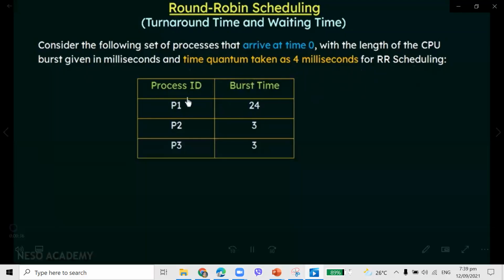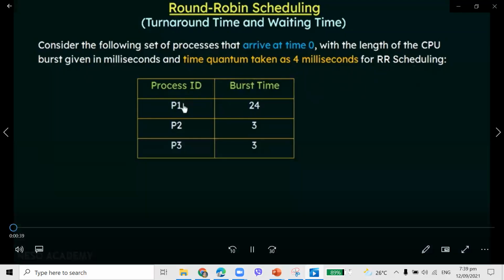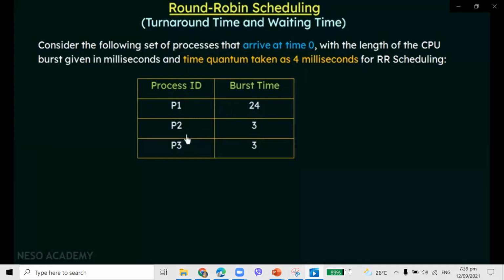So here we are given a set of three processes with process IDs P1 to P3 and their burst times are given in milliseconds. P1 has a burst time of 24 milliseconds, P2 of 3 milliseconds and P3 also of 3 milliseconds. We assume that all these processes arrive at time 0. So the arrival times for processes P1 to P3 is time 0 and the time quantum is taken as 4 milliseconds and it follows round robin scheduling.